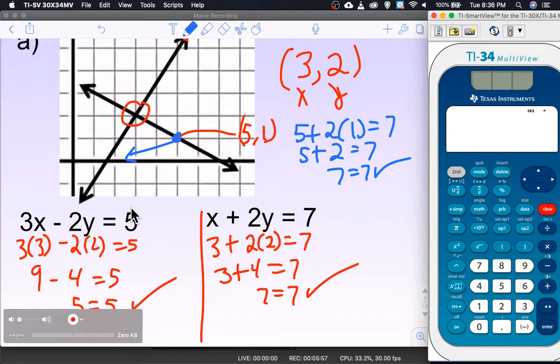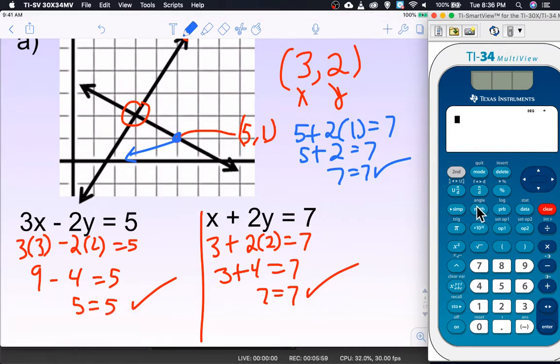Okay, I'm over explaining this to make sure you really understand what we're actually doing. We're trying to find a point that is on both lines at the same time, where the two lines are intersecting. That's really what this comes down to.